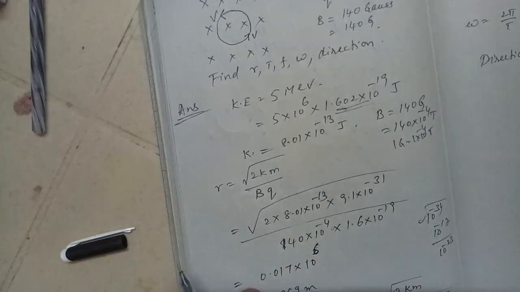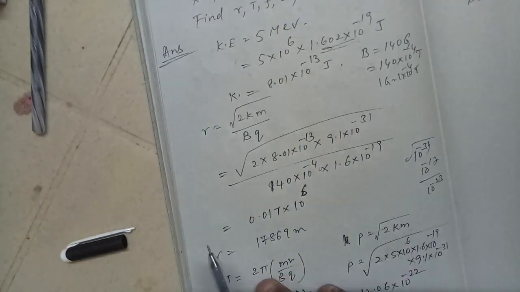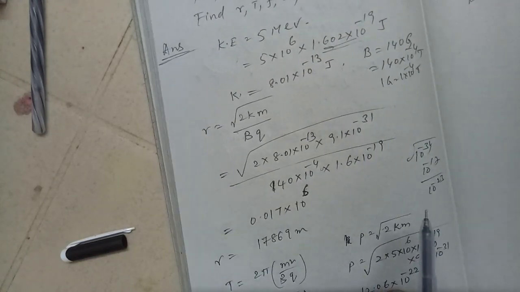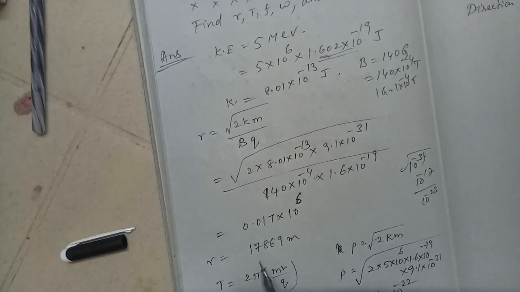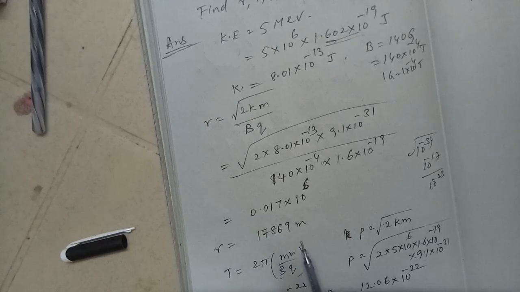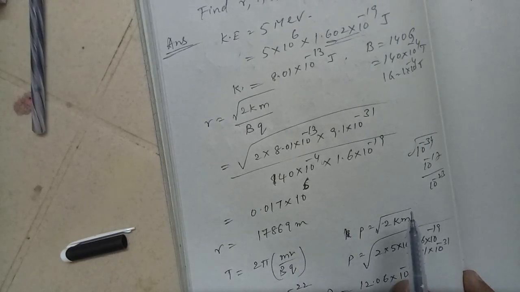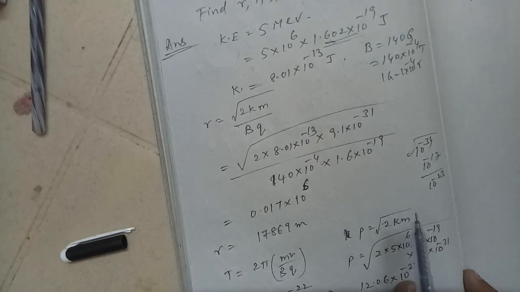If you put these values into this equation, R is equal to root over 2 km by BQ, you get a value of R as 17,869 meters. This is just a numerical for your practice, so don't go with the values. While putting this, you should take care of proper units. All should be in SI units. Many a times, we put different unit systems, and we get wrong answers.